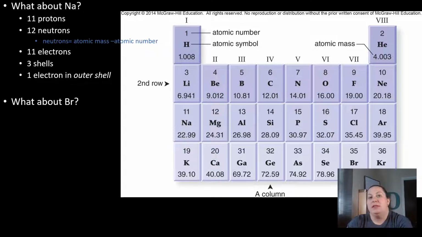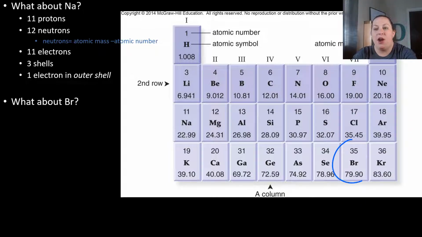All right, what about Br? Bromide. Let's look at Br, so find Br on here. When we look at Br, the atomic number, the smaller number, tells you the number of protons. This one would be 35. So there are 35 protons. How do I find the number of neutrons? Well, I have to take the atomic mass and subtract the atomic number. In this case, the atomic mass is 79.9, so we're going to round that up to 80. And the atomic number is 35. So we're going to do 80 minus 35. When we do 80 minus 35, you get 45 neutrons.